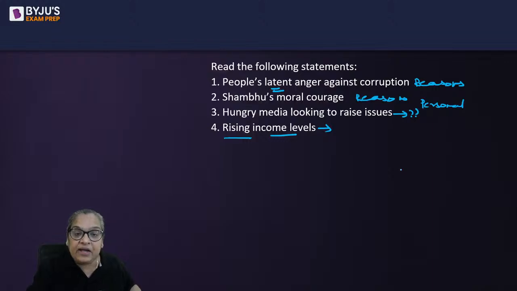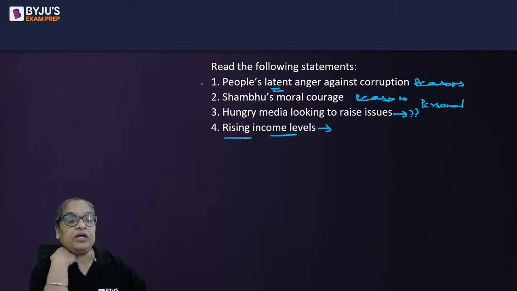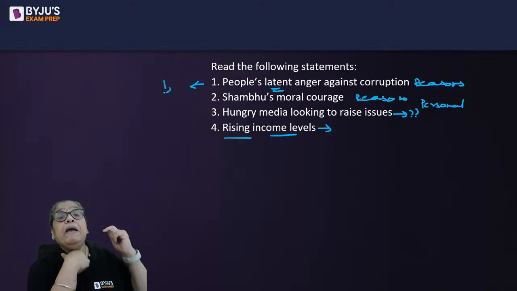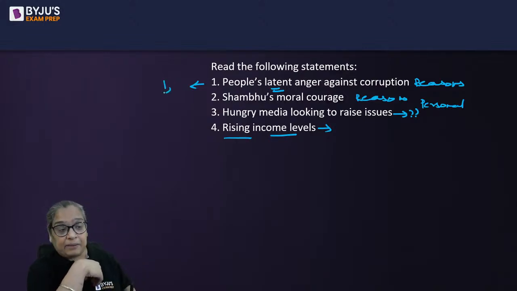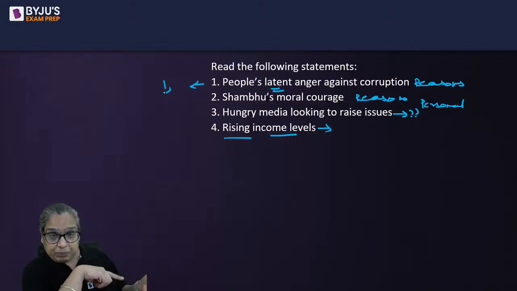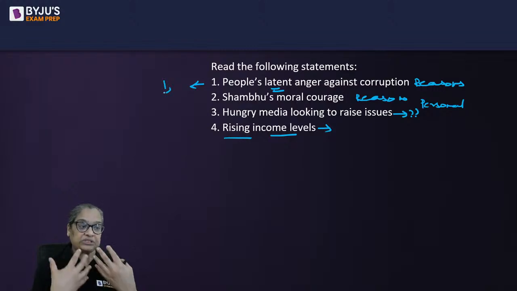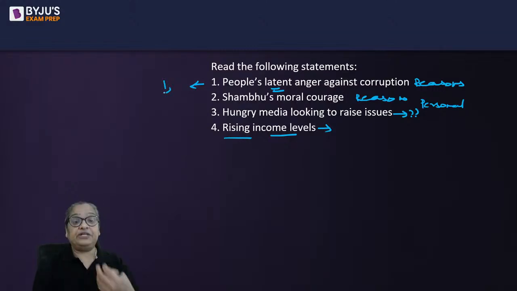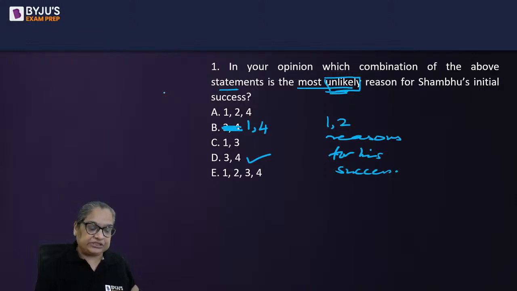1 and 3: 1 cannot be not a reason for his success. No, 1 is definitely a reason for his success. People are angry against corruption, so they found somebody to support. Therefore, they supported Shambhu. I want to say or do something, but I don't have the time or the energy nor the inclination, so I'll use that. So 3 and 4 is the right answer.